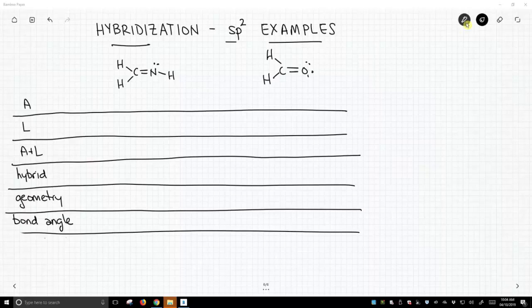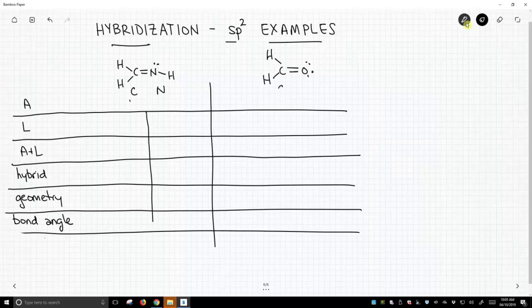We are going to do a few examples of sp2 hybridized atoms. Okay, so on the screen we have a couple molecules and a grid, and let's finish off this grid. And since our molecules contain multiple second row elements, we'll have multiple columns per molecule. Okay, I think that'll work. Okay, so all these are going to be sp2 hybridized atoms.